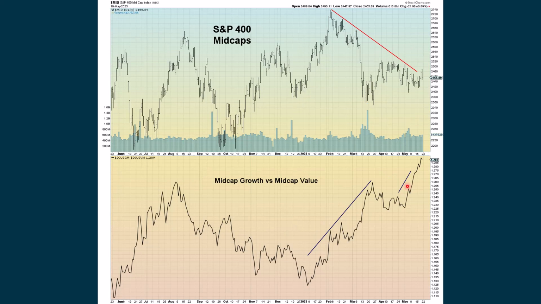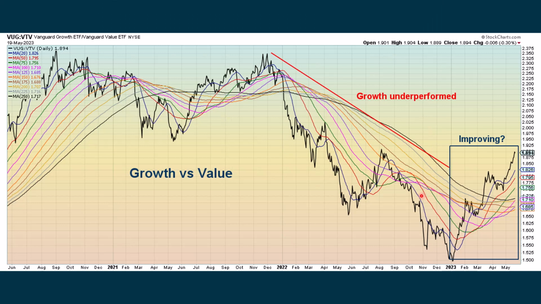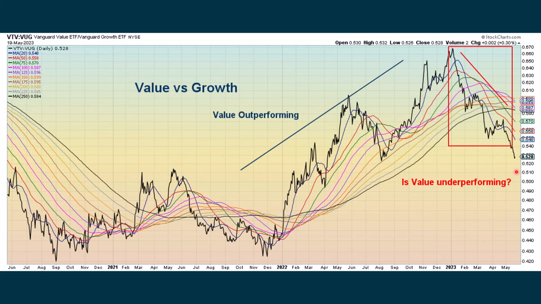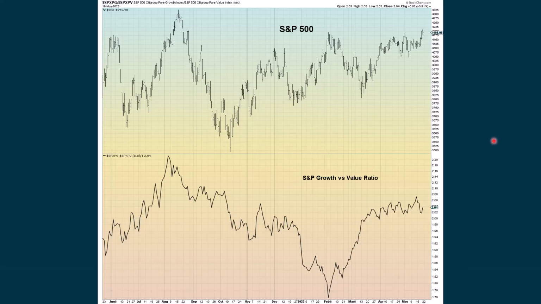We're seeing the same thing in the mid-caps. The mid-caps have also been under a lot of pressure, but you can see the ratio between growth versus value is showing a lot of internal strength. We also look at growth versus value, which growth had really been underperforming, and now it's starting to really improve here. And then an inverse of that same chart showing how value had been doing quite well, but now it's starting to underperform.